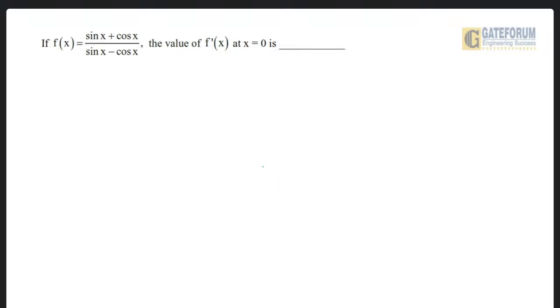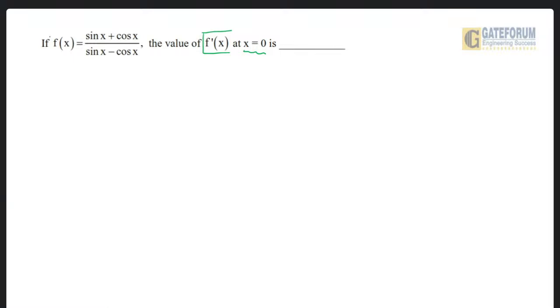The question is, if f of x is equal to sin x plus cos x divided by sin x minus cos x, the value of f dash x at x equal to 0 is. This is from engineering mathematics, from the topic calculus, subtopic differentiation. So first derivative: after finding df by dx, that is f dash x, and then substitute at x equal to 0.